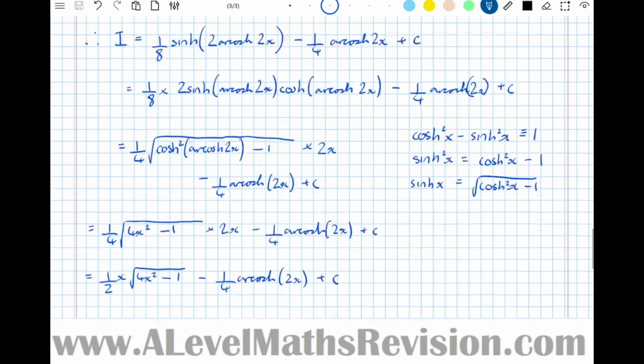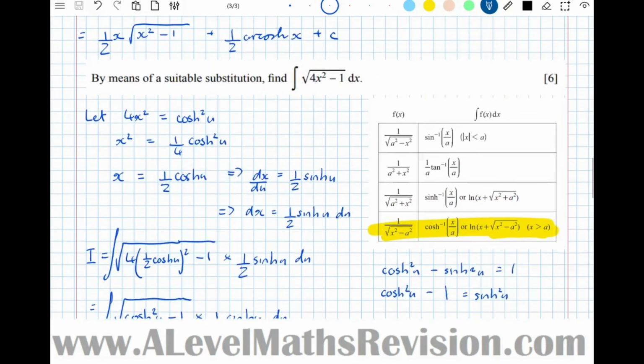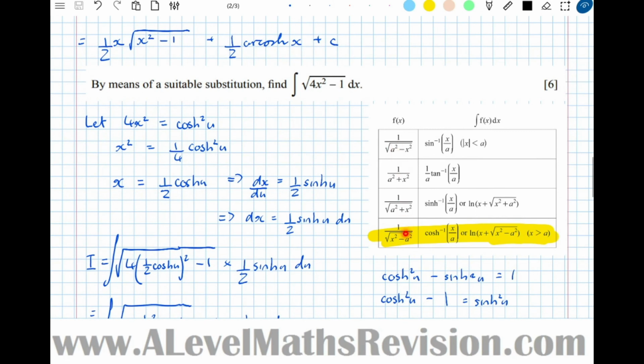So the key point I was trying to drive home here is to find out the substitution. You should look at your formula sheet, which tells you the integrals of various different expressions and the answers, and that should give you some clue as to what the most efficient substitution is going to be.